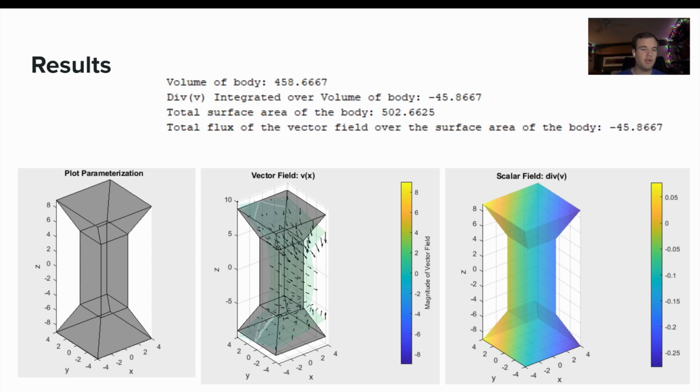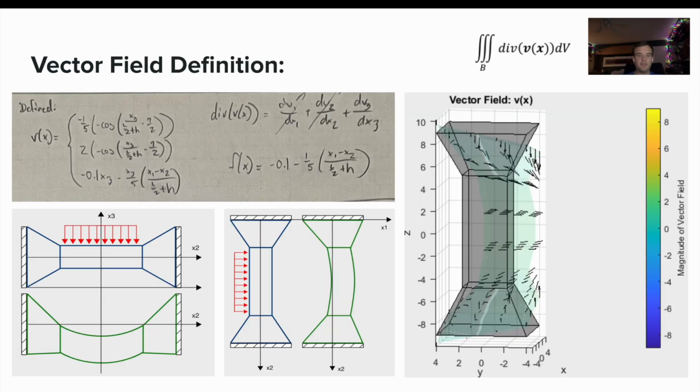Those bottom and top shapes are called frustrums. They're defined, their geometry, by B, the bottom edge length, A, the top edge length, and H, the height. The rectangle is also going to be A as the base, that square length, and then L as the height is how we define these shapes. So first is the vector field definition.